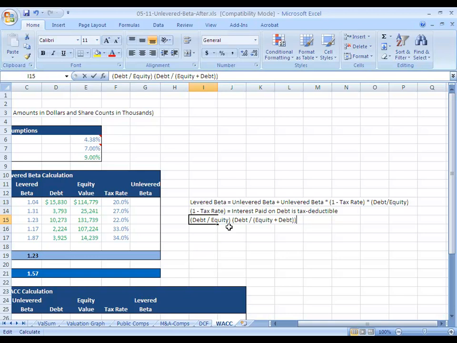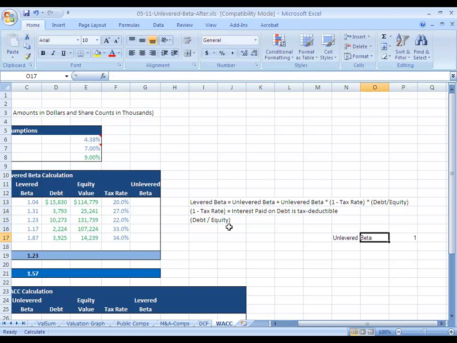So to show you an example of how this formula works, I'm just going to go through a quick example here of a few very simple numbers that we can use in our calculation for levered beta and unlevered beta. And I'm going to show you why we need to use debt over equity rather than debt over equity plus debt. So let's say that we have an unlevered beta of 1.